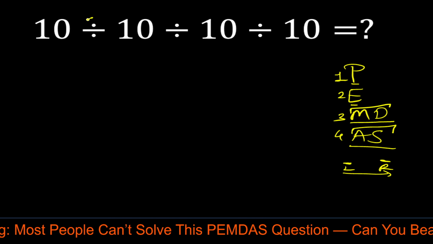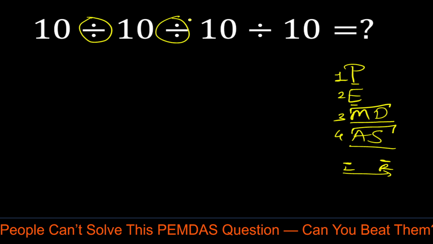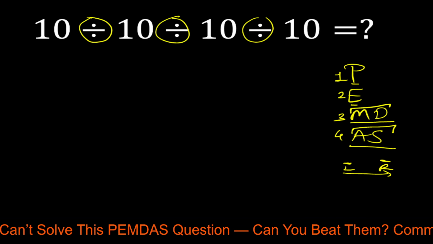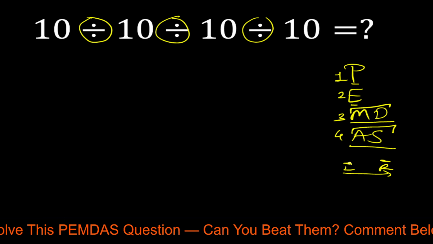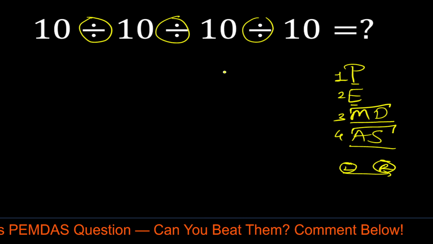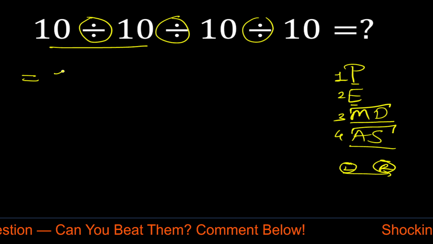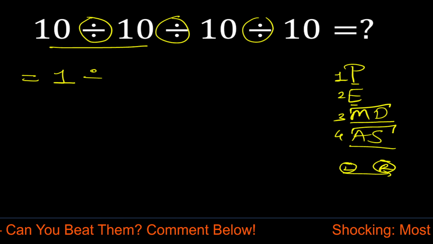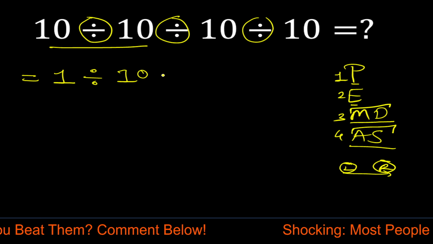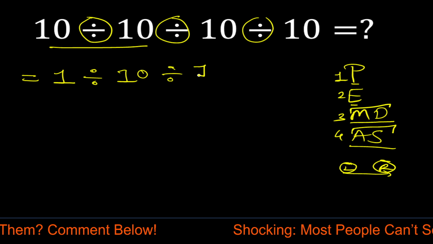So in this question, here we have division, and here division, and all have equal priority, so we have to solve it from left to right. So first we have to solve this division. So 10 divided by 10 is equal to 1, so we get 1 divided by 10 divided by 10, right?